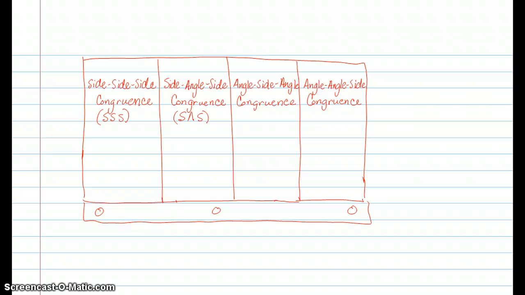On the first flap, would you please write side, side, side congruence? And that's going to be abbreviated SSS. On the second flap, would you please write side angle side congruence? And that's abbreviated SAS. On the third flap, would you please write angle side angle congruence, and that's going to be abbreviated ASA. And on the fourth flap, would you please write angle angle side congruence, and that's going to be abbreviated AAS. And the title of this is triangle congruence.